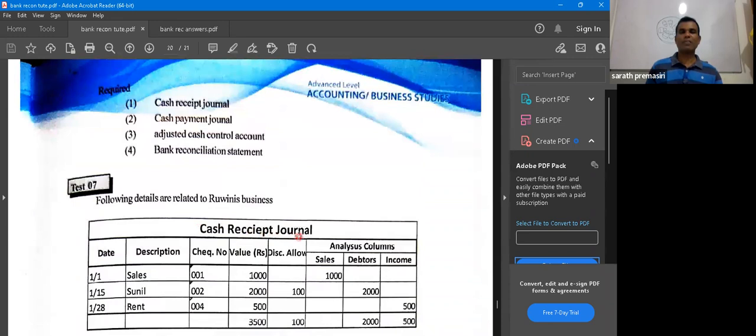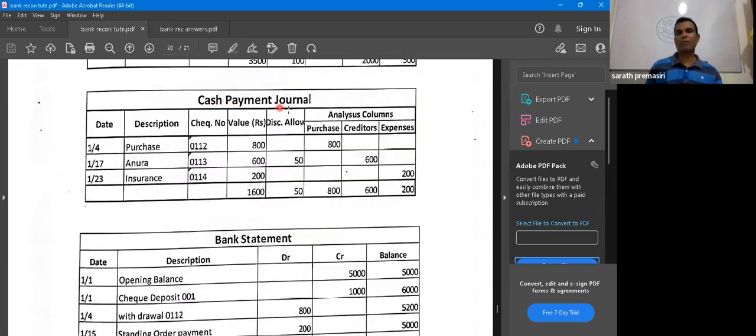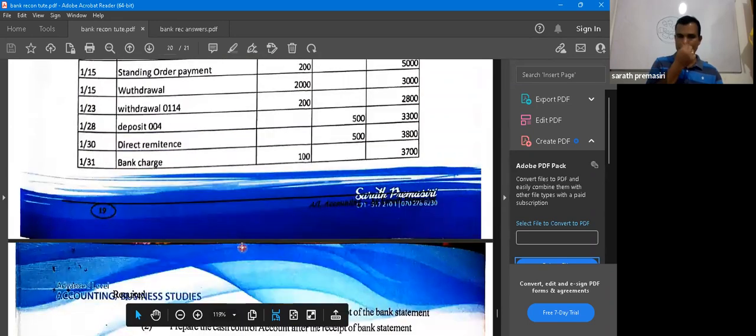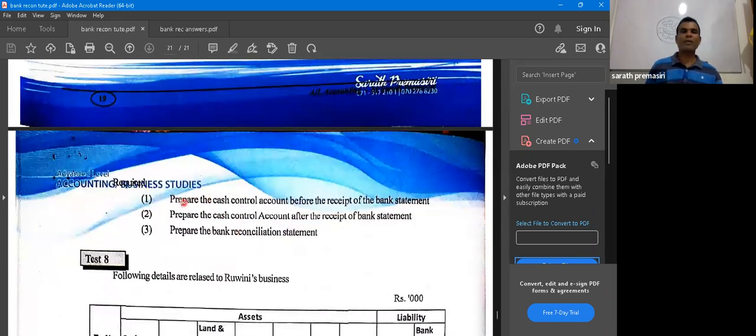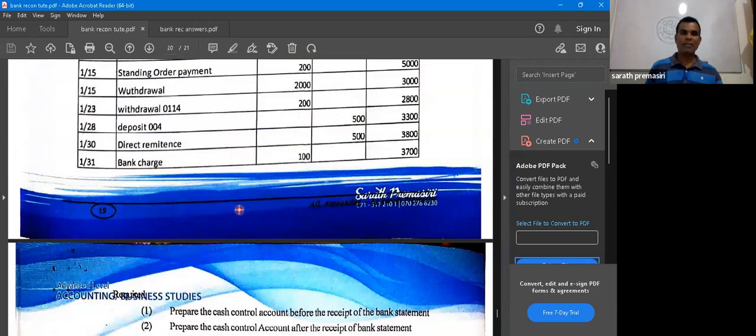Cash receipt journal is there. Seventh one, cash payment journal is there. Bank statement is there. You are asked to prepare the cash control account before receipt of the bank statement. Then prepare the cash control account after receipt of the bank statement, which means the adjusted cash control account. Prepare the reconciliation statement. Right.